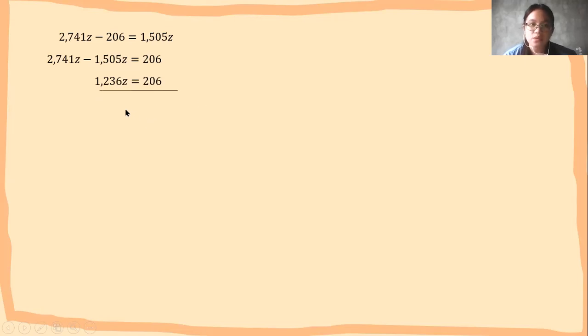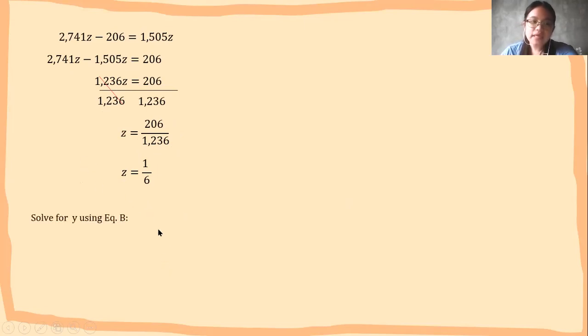Then divide both sides by 1,236. Cancel, so z is equal to 206 over 1,236. If we reduce it to the lowest term, we will have 1/6. So let's divide the numerator and denominator by 206. So z is equal to 1/6.